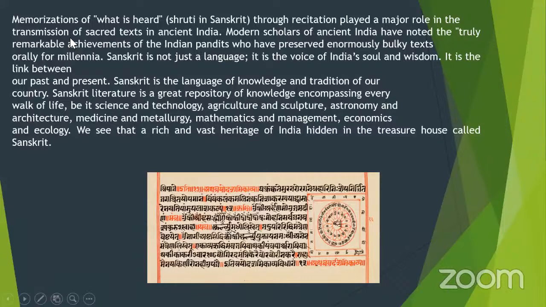Memorization of what is heard: we hear something, we remember it and try to pass it to the next generations. In the same way, the ancient people tried to memorize what was heard. Recitation played a major role in the transmission of texts in ancient India. Memorization and recitation were used to transmit philosophical and literary works as well as ritual and grammar. Modern scholars of ancient India have noted a remarkable achievement of the Indian Pandits, who have preserved enormously bulky texts orally for millennia. The Vedic period has mentions of the usage of large numbers because of ancient Sanskrit terminologies.